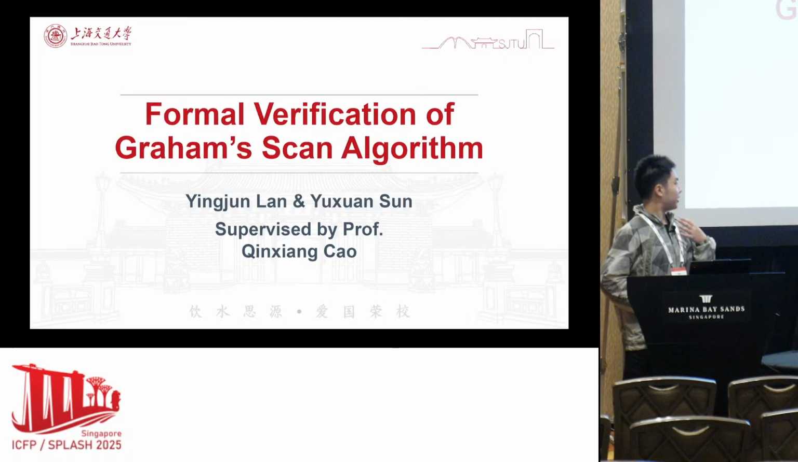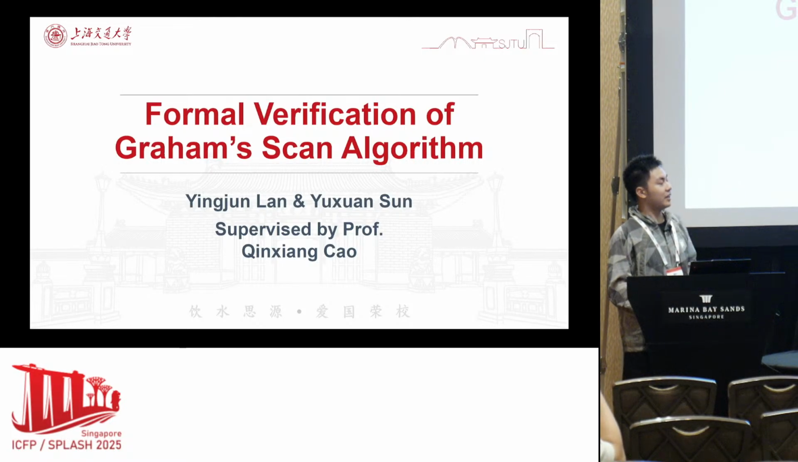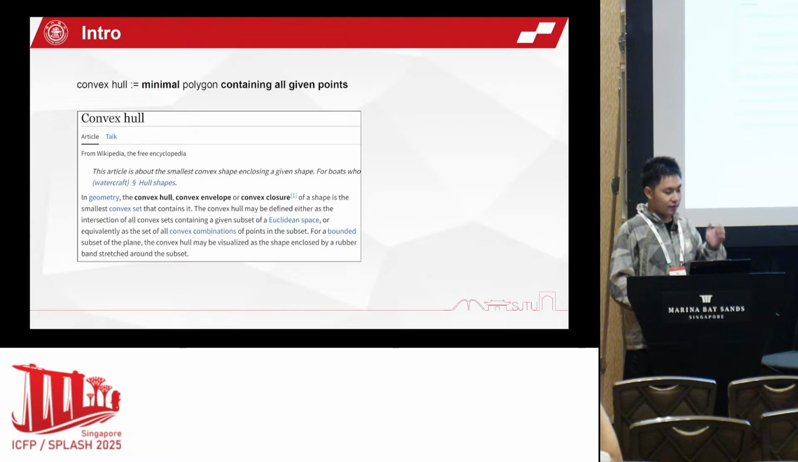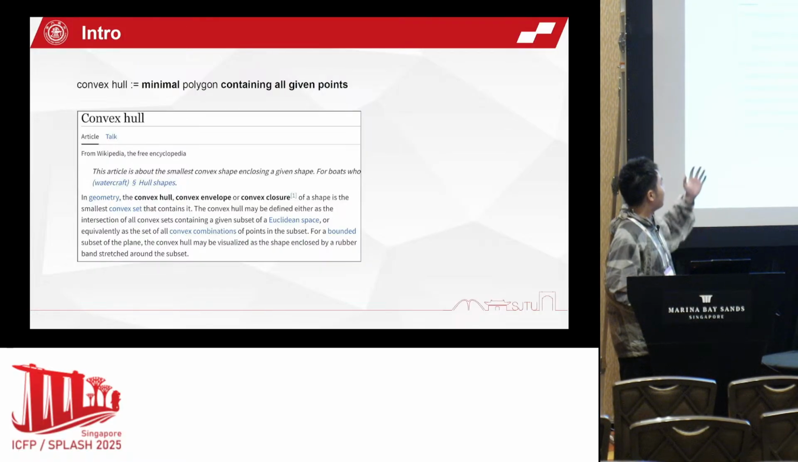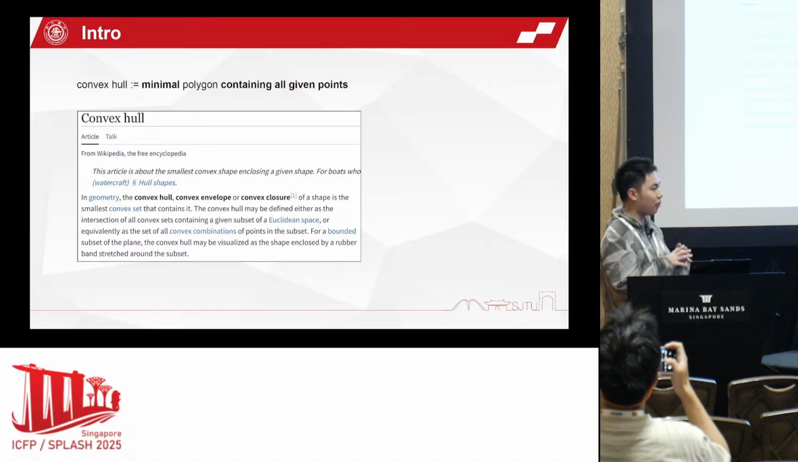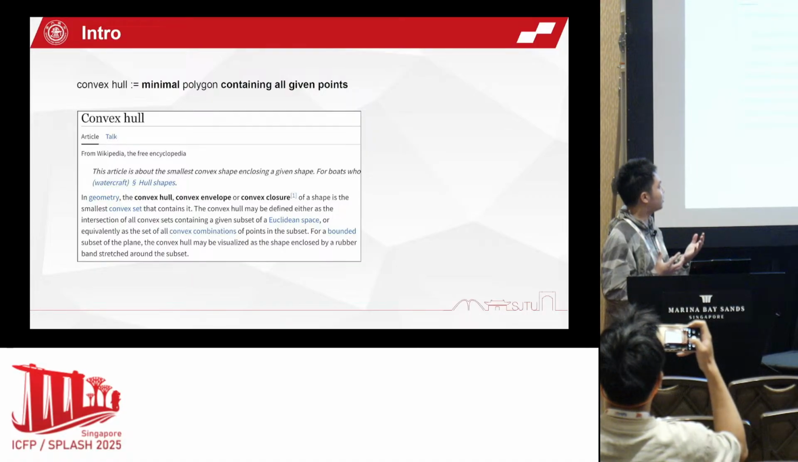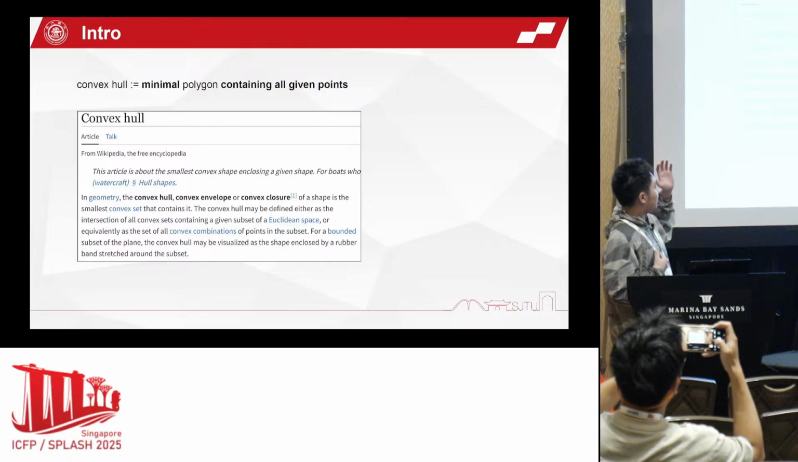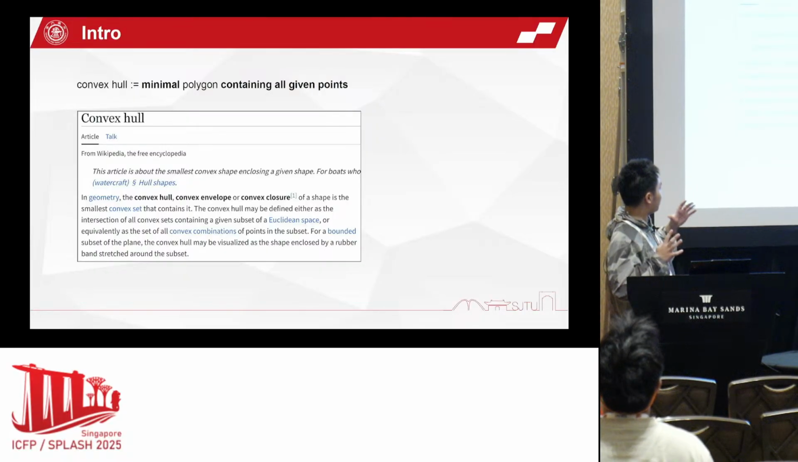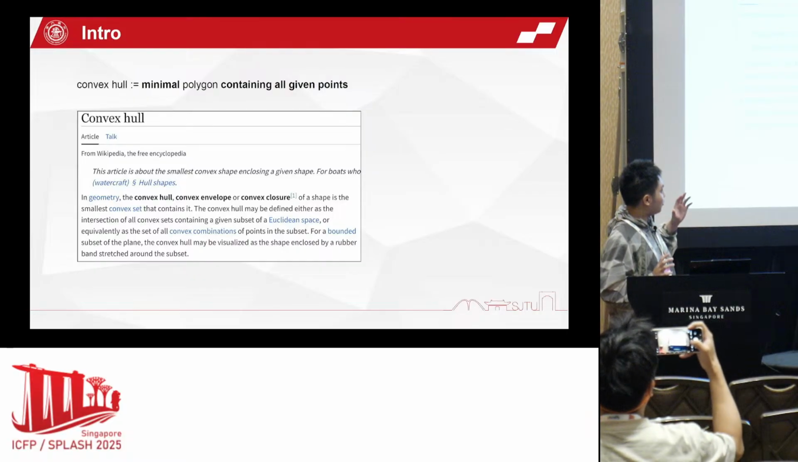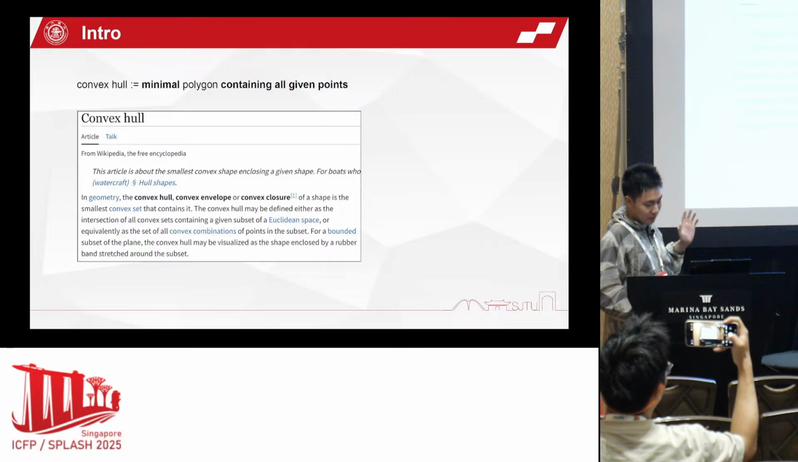Hello? Okay. So our work today is to formally verify the Graham scan algorithm. As you can see, first we introduce the definition of convex hull, which in our case is a minimal polygon containing all the given points, which are planar points. And the general definition, as Wikipedia has shown, is that it is also the smallest convex set. So geometrically, this is the minimal polygon.